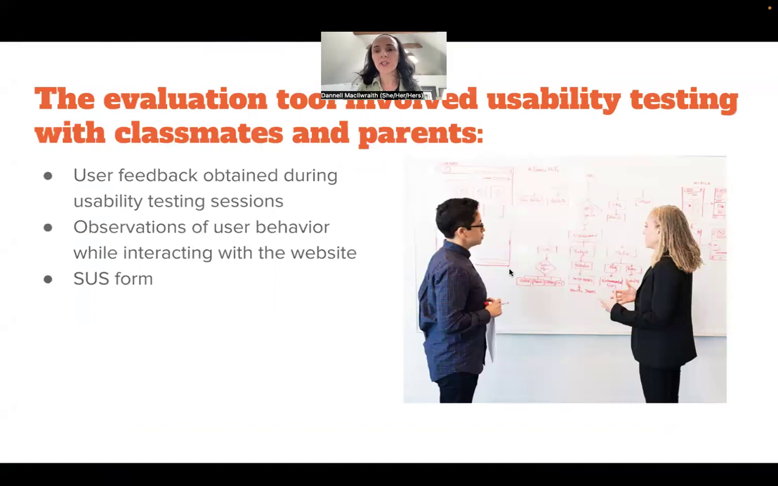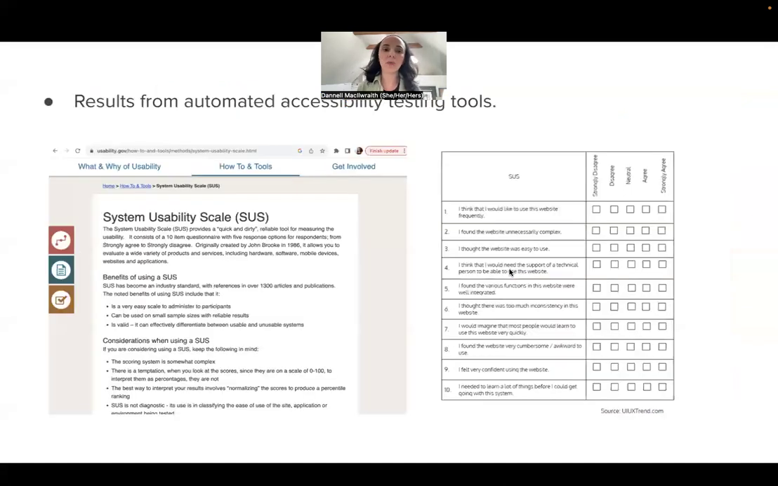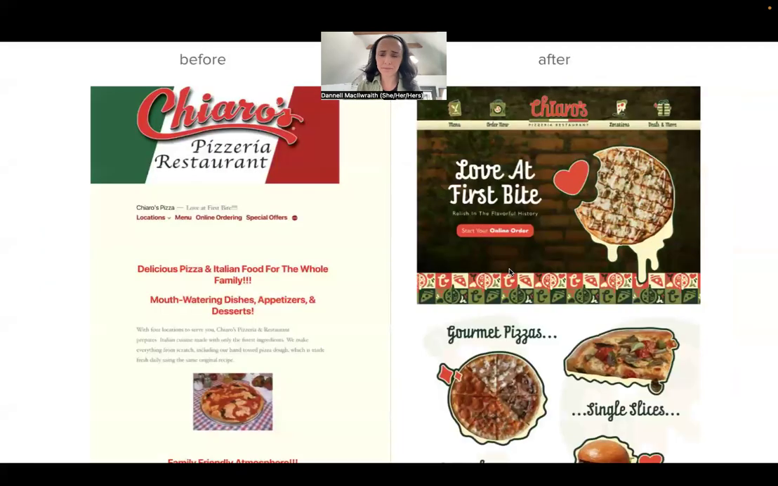Finally, for this class project, we looked at usability testing with our classmates, parents, roommates. We utilized the SUS form that can be found on usability.gov. It's a 10-question questionnaire that has a rating system that if you have a 68 or above, your website is considered to be accessible and thought out for usability testing. Here's a few before and after.